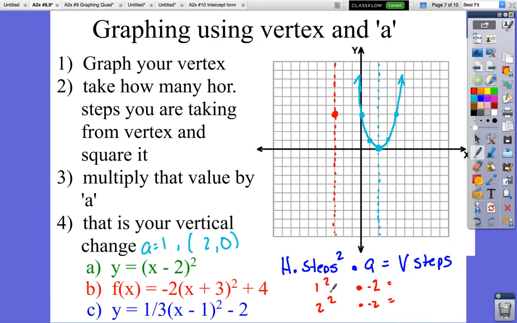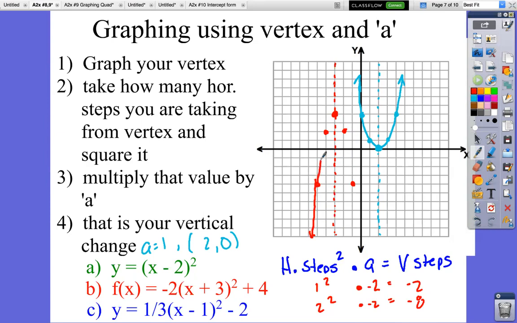So what is 1 squared? 1 times -2 is -2. So if I take 1 horizontal step, I go down 2, over 1, over 1. There we go. I take 2 horizontal steps. 2 squared is 4 times -2 is -8. So if I take 2 steps over, I go down 1, 2, 3, 4, 5, 6, 7, 8. By the way, this is so much faster than making a table.